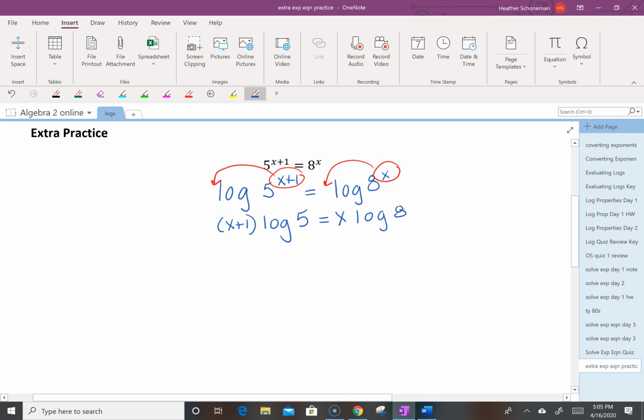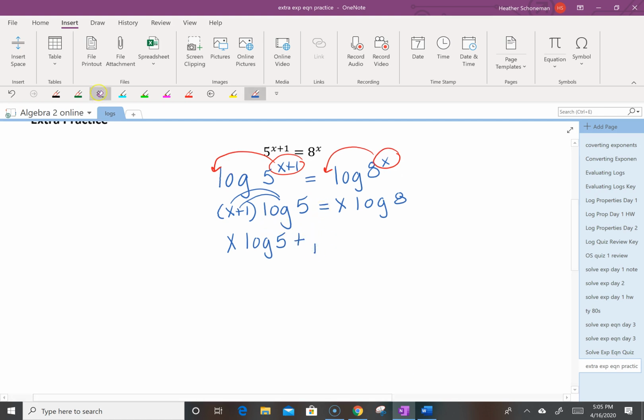The next step that you need to do is distribute the x plus 1. So this is going to be x times the log of 5 plus 1 times the log of 5. Well, 1 times anything is just the log of 5. On the other side, we haven't done anything, so I have x log of 8.